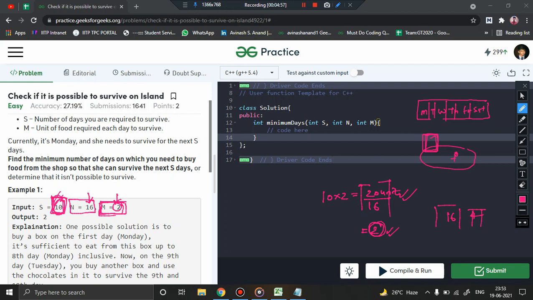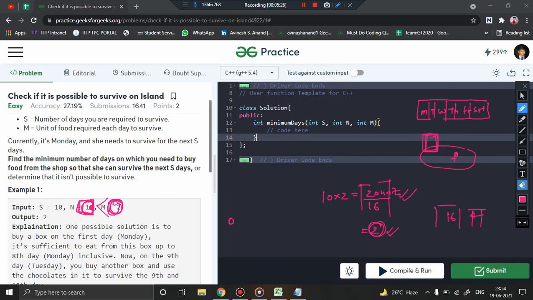Done. Now there is another possibility we have to keep in mind. Suppose, as I said, she right now has no food. She has to go to the shop. And now suppose there's a constraint that she can buy only 1 unit of food from the shop that day, but she has to use 2 units of food to survive. So we can see that if the amount she can purchase on a specific day is less than the minimum amount she requires to survive on that day, then basically she will die.